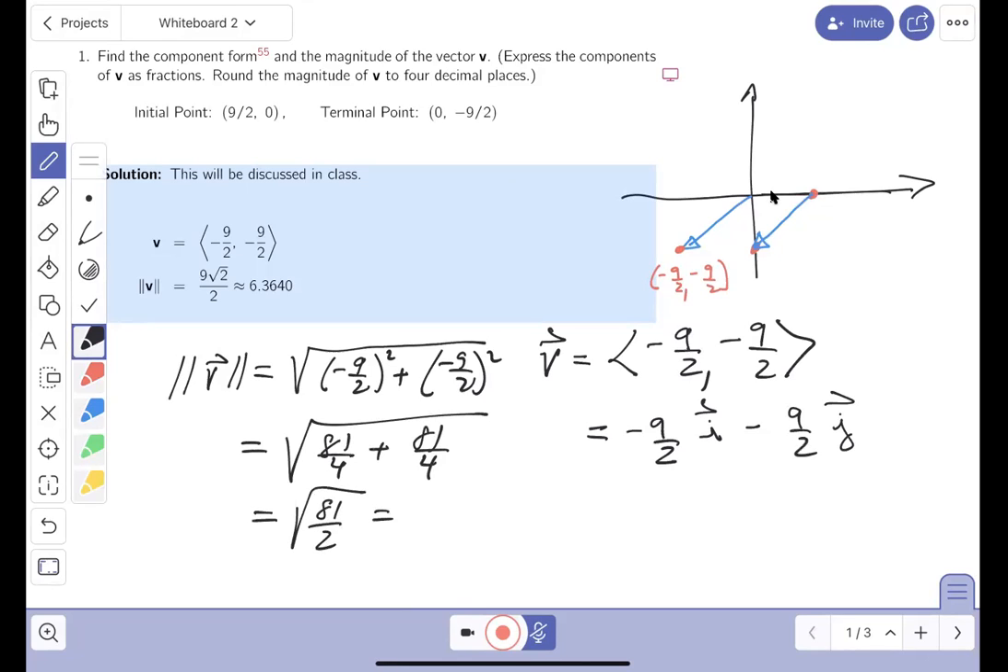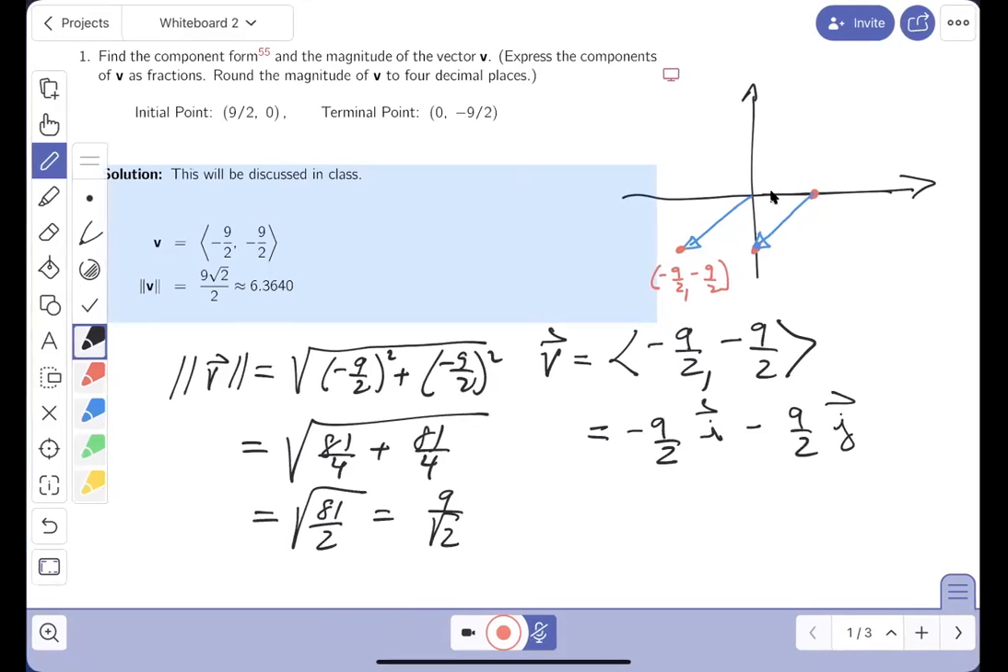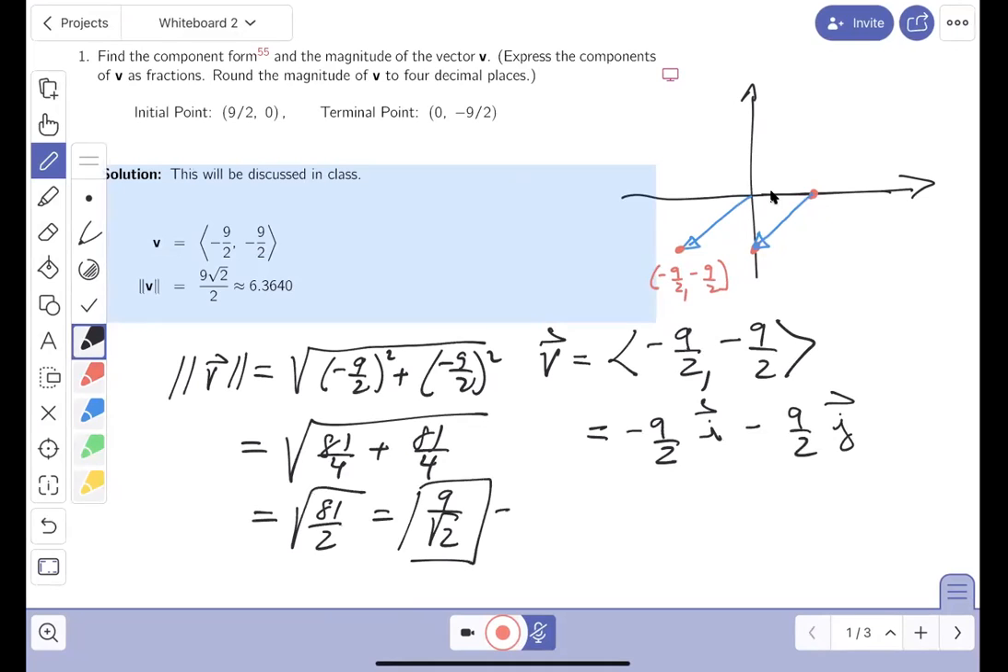What does this give me? The square root of 81 is 9 over the square root of 2. I don't mind that answer. I'll put a box on it. Some teachers do. They multiply the top and bottom by root 2. Now we get 9√2 over 2. That's something you did in Math 100.